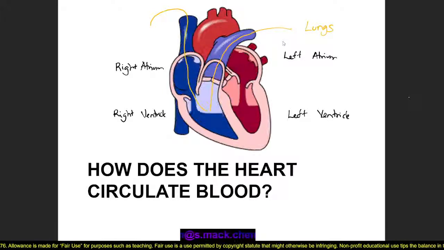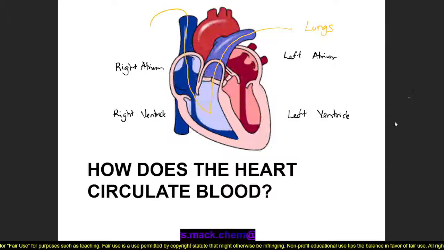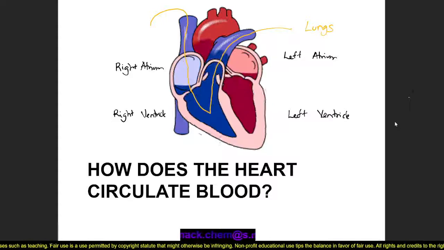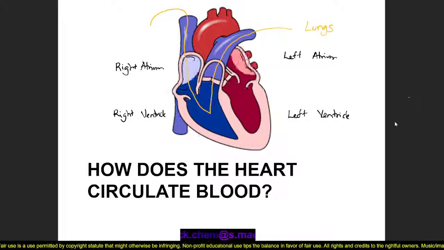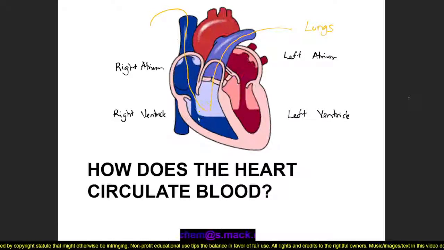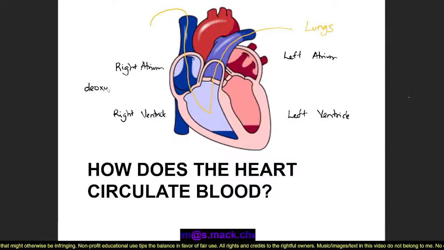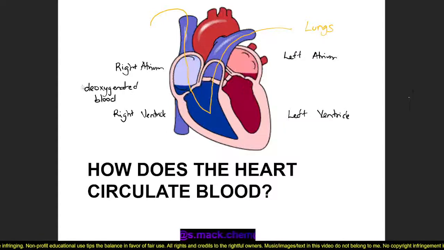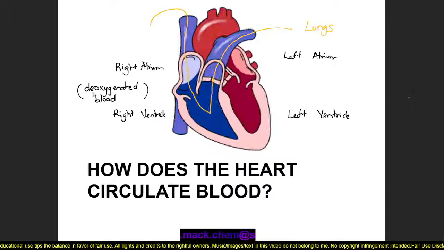Now, why would blood need to go towards the lungs? Blood would go to the lungs in order to become oxygenated, that is, to gain oxygen gas. That means I want to classify the blood that goes into the right side of the heart as deoxygenated blood. So we see deoxygenated blood on the right side of the heart.